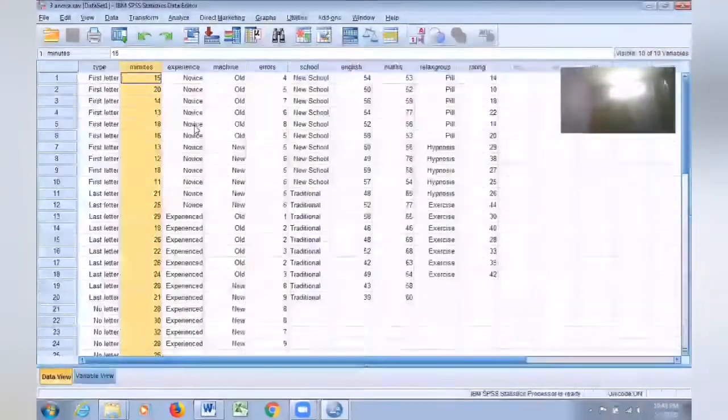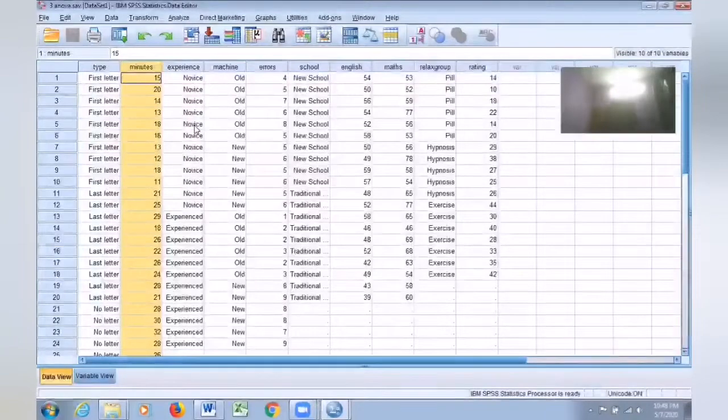Whether these two independent variables, either individually or collectively, have any impact on the errors. So what is my hypothesis? There is no significant impact of experience of the employees and machine type on the number of errors committed by them. So I am going to apply two-way ANOVA, wherein we are going to check the effect of two independent variables on a single dependent variable.